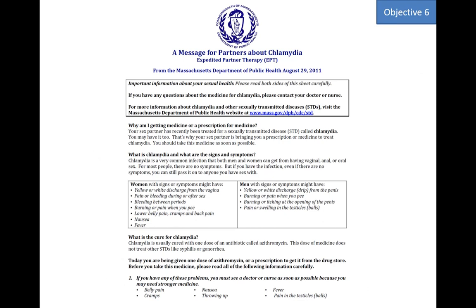And then basically this can also be found at the Massachusetts Department of Health. It basically goes through what chlamydia is, what the different types of complications or symptoms associated with chlamydia are, and the treatment as well.